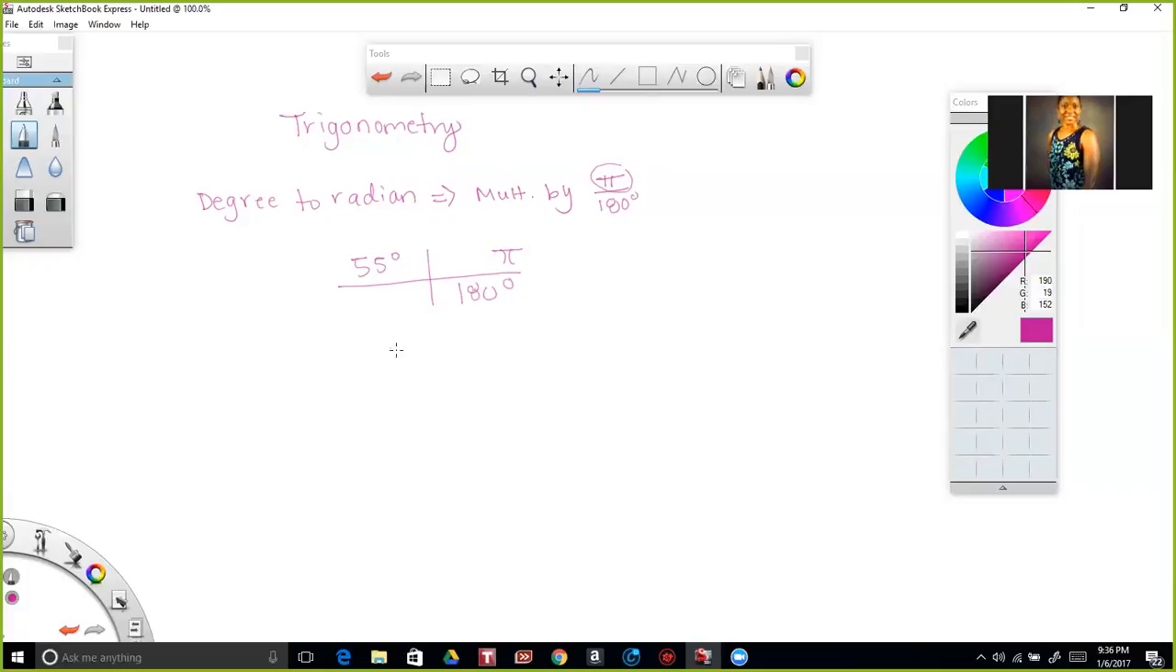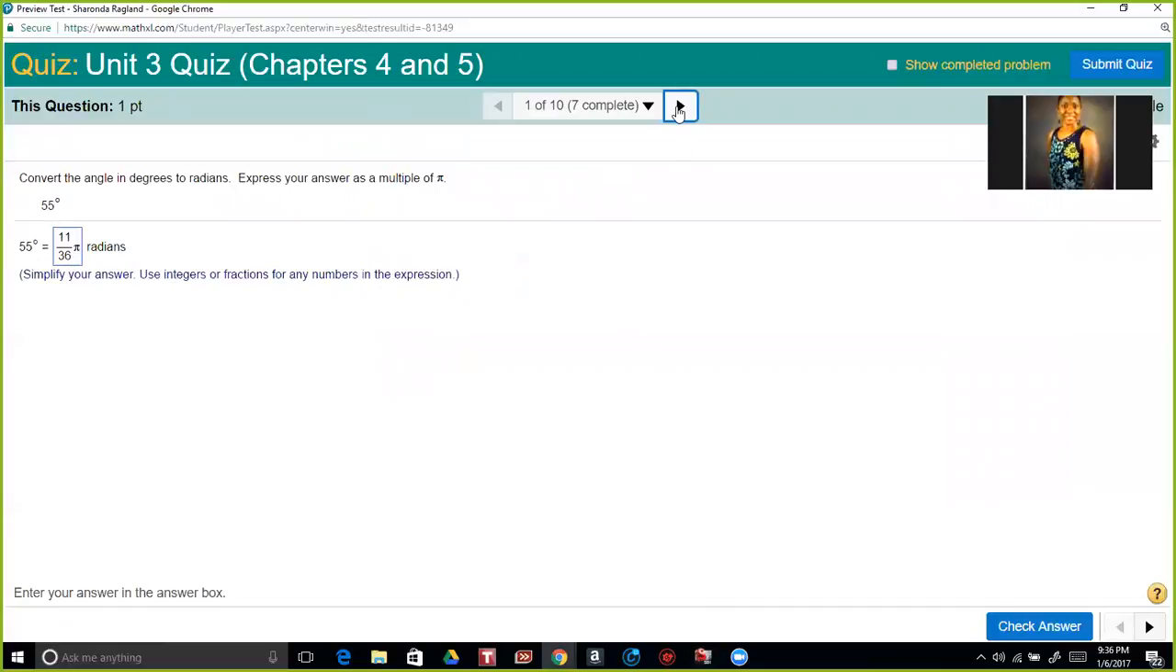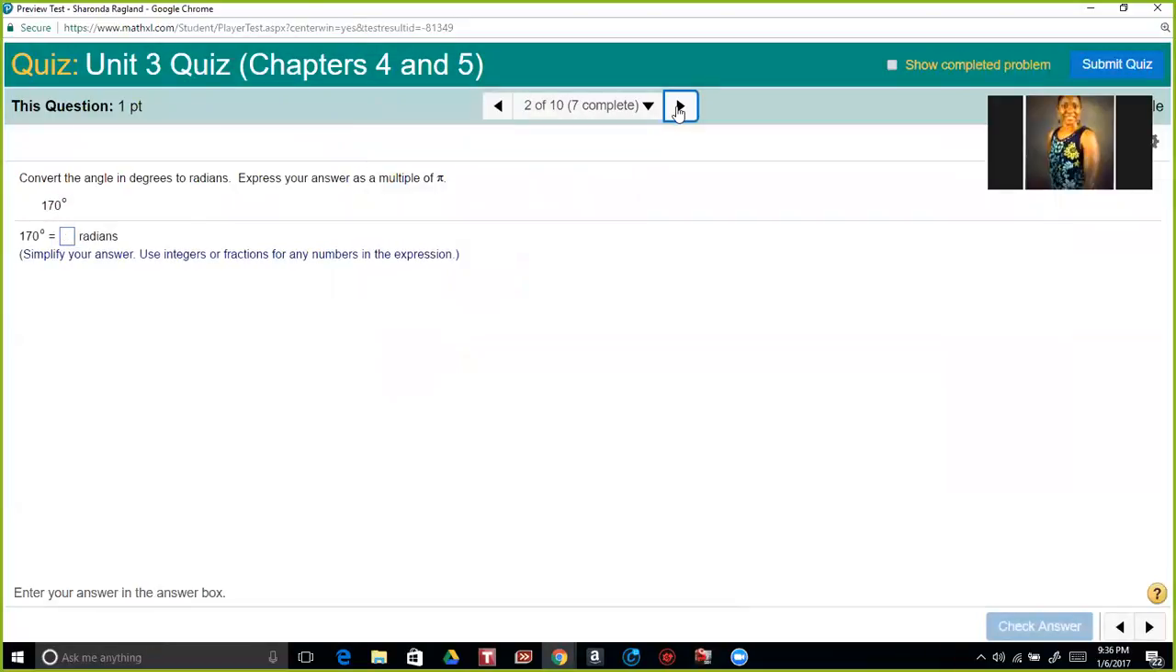And so now we have 55 over 180 times pi. When you simplify this, they have 5 in common, so you divide by 5, and it reduces to 11 over 36 times pi. So this is how we get 11 over 36 times pi for that one. Okay, and if we look, question 2 is the same thing, going from degrees to radians.